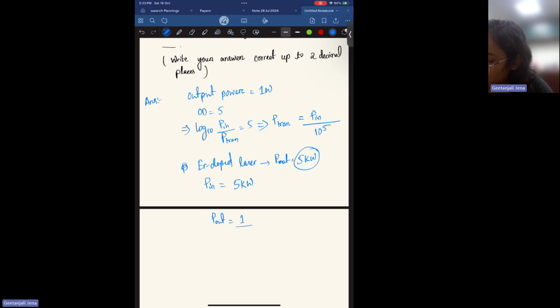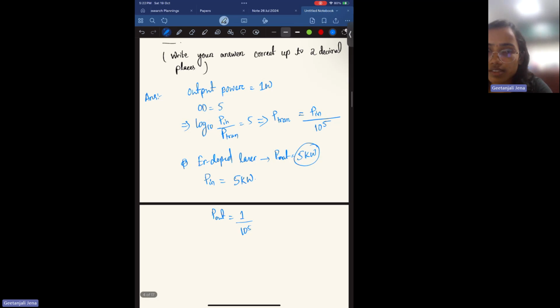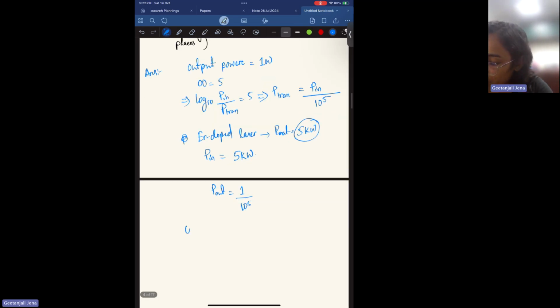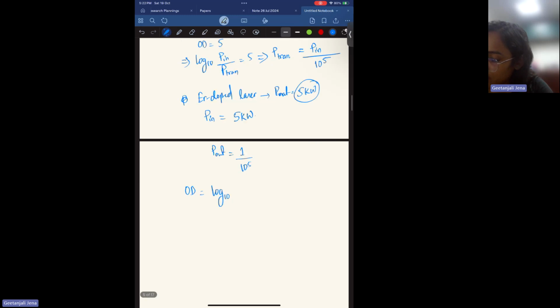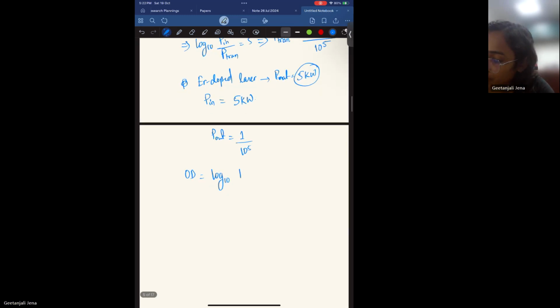This is 1 divided by 10 to the power 5. So we want the output power through the goggles to be 1 by 10 to the power 5, so that we are in the safe region. So that means OD will be log 10 of P in by P out.